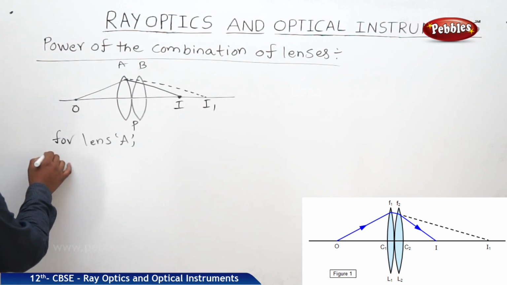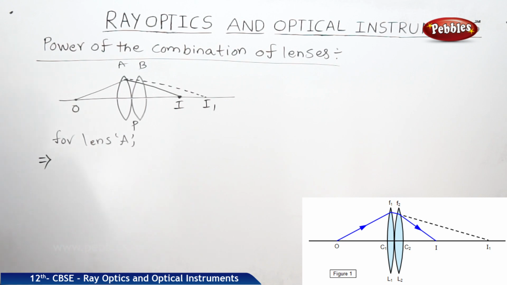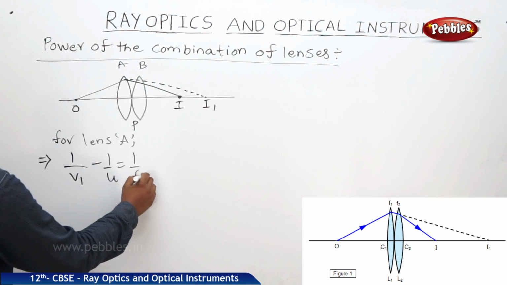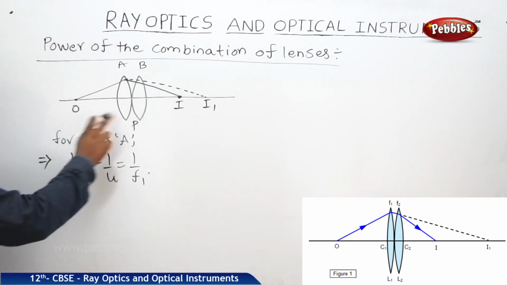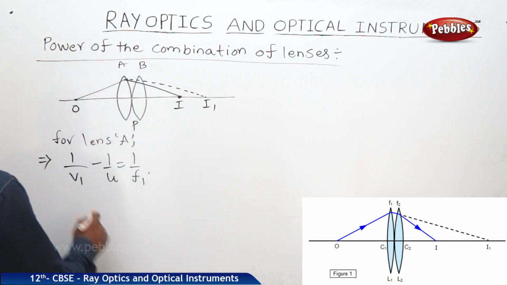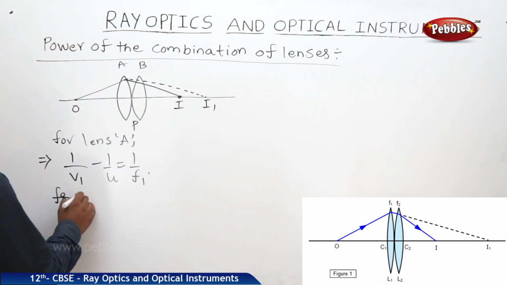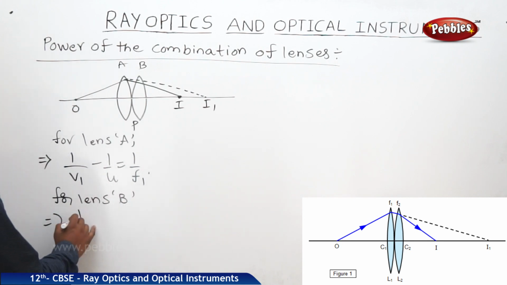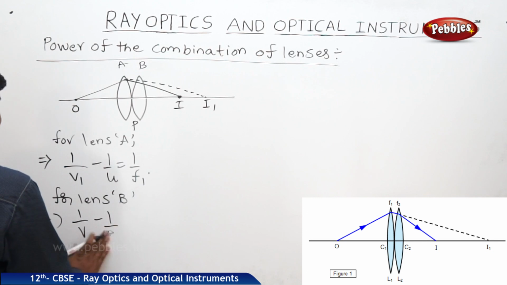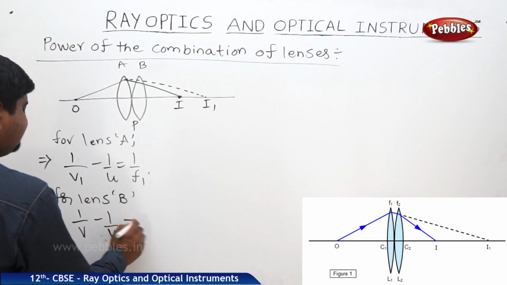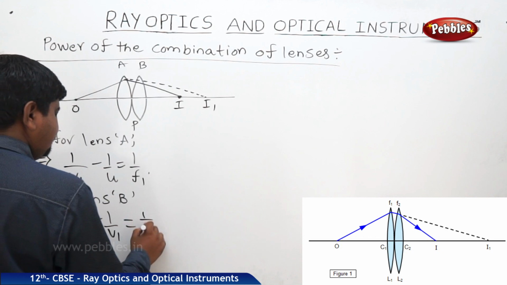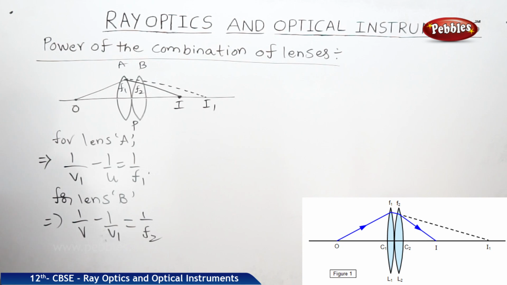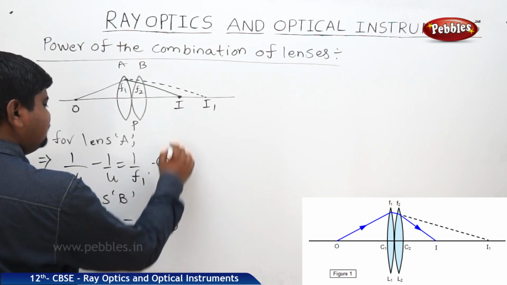In this case, the formula for the lens is 1 by V1 minus 1 by U is equal to 1 by F1, where U is the position of the object and V1 is the image position. So for lens B, this will become 1 by V minus 1 by V1, because here the object is V1 for lens B. This will become 1 by F2. It has the focal length F1, it has the focal length F2. So this is equation 1, this is equation 2.